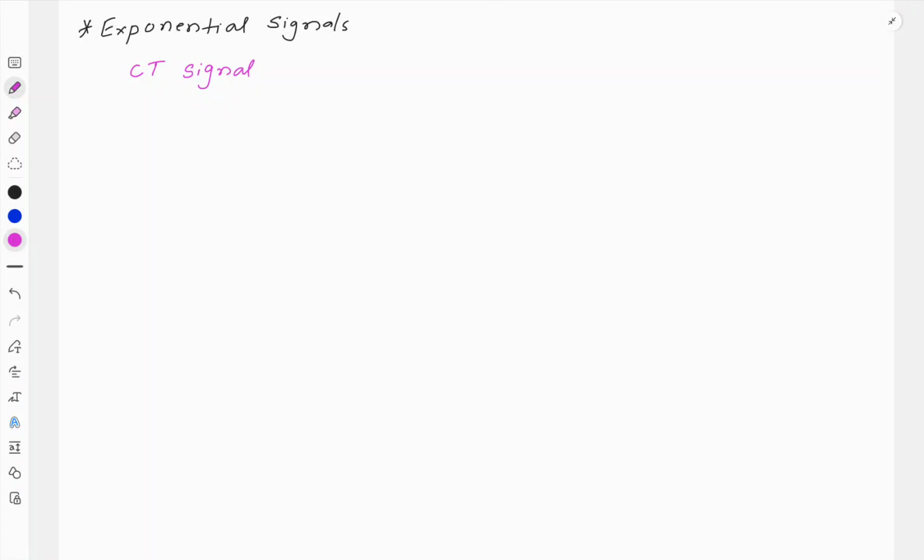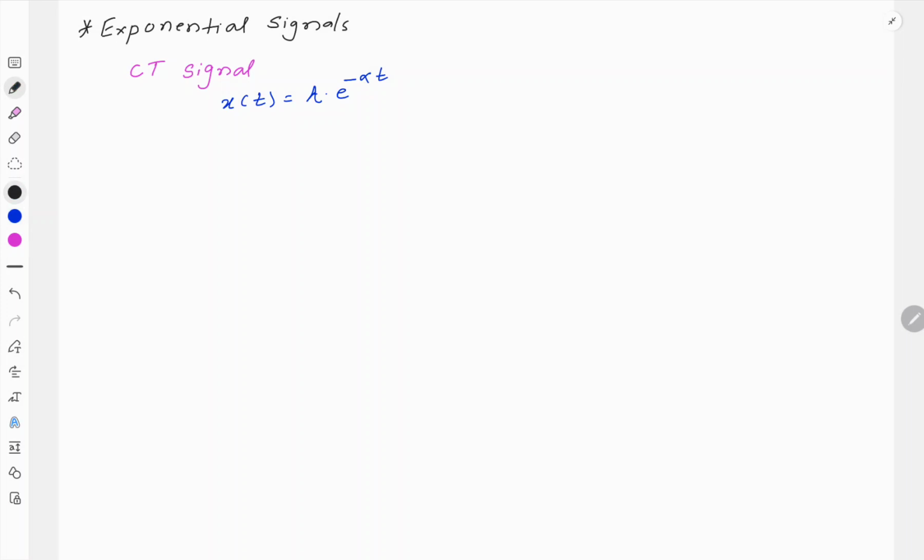In this video, we are going to see exponential signals. So let us start with the first type of exponential signal, which is CT signal. The signal is represented as x of t equal to a into e raised to minus alpha t. So here, if you look at this equation, this capital A represents the amplitude of this exponential at origin. This minus alpha represents the slope of signal.